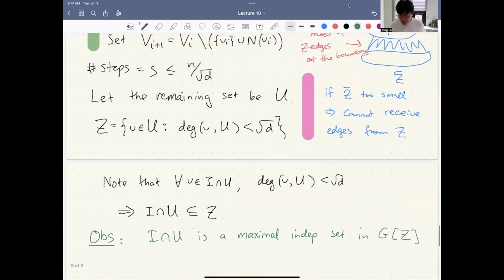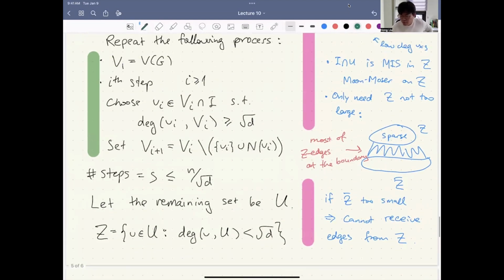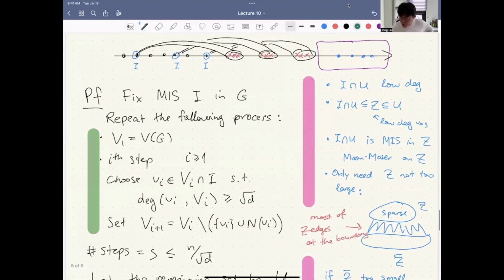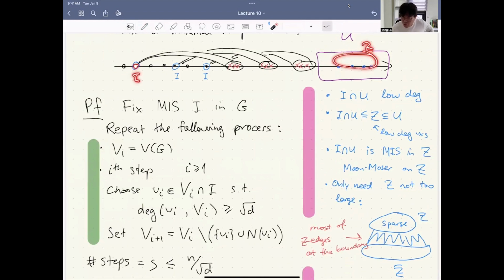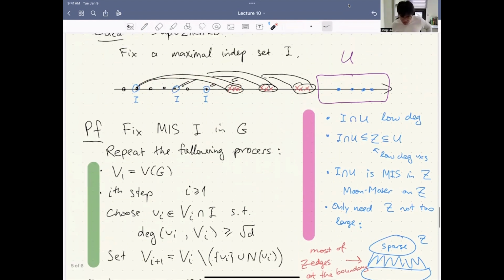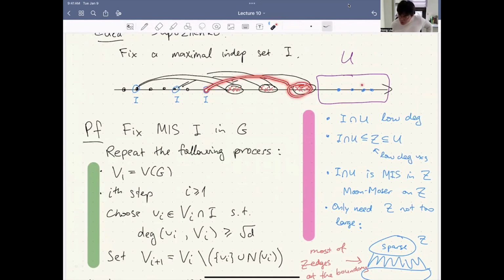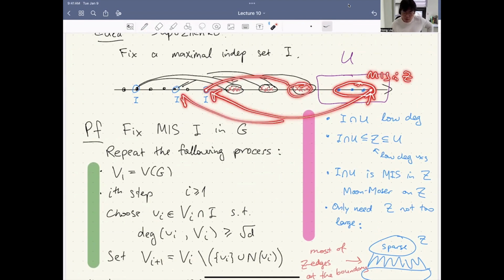This is because at every step, before forming Z in U, we remove a vertex in I, then we also remove its neighbors. This should be clear, right? You remove one, remove its neighbors. So if the remaining are not a maximal independent set in Z, that means you can add more vertices to being independent, because this guy is not adjacent to any of the previous vertices.